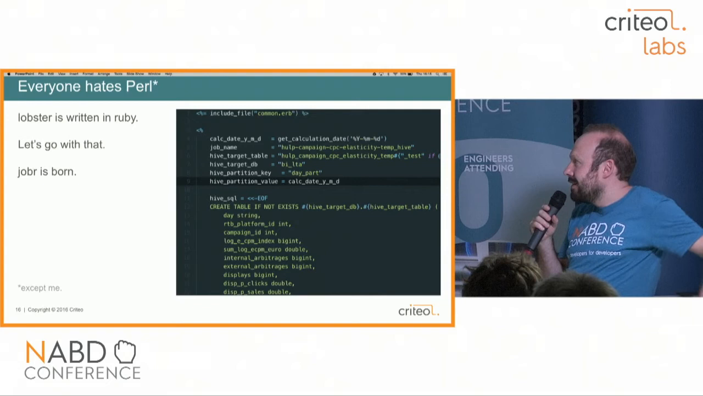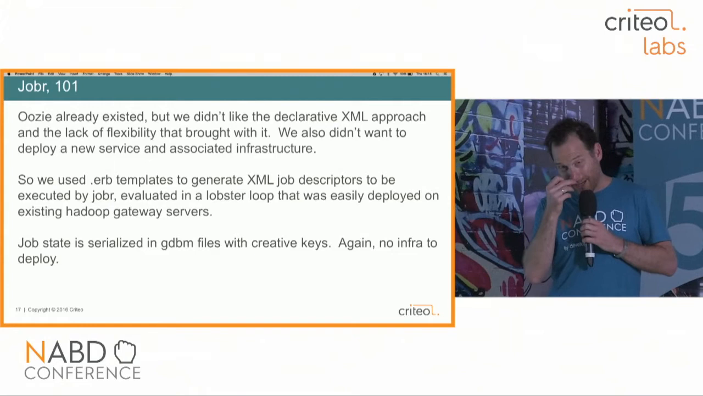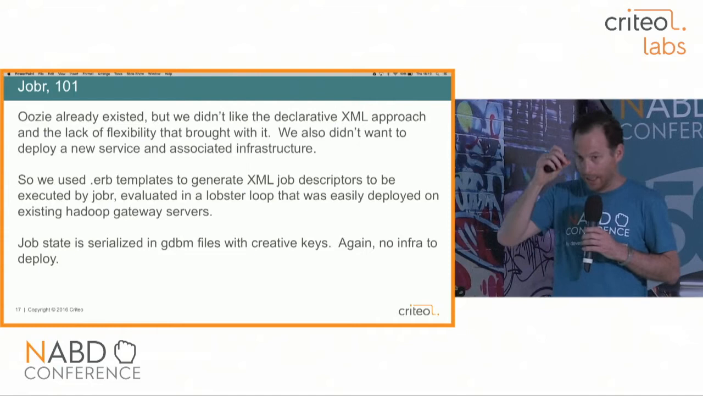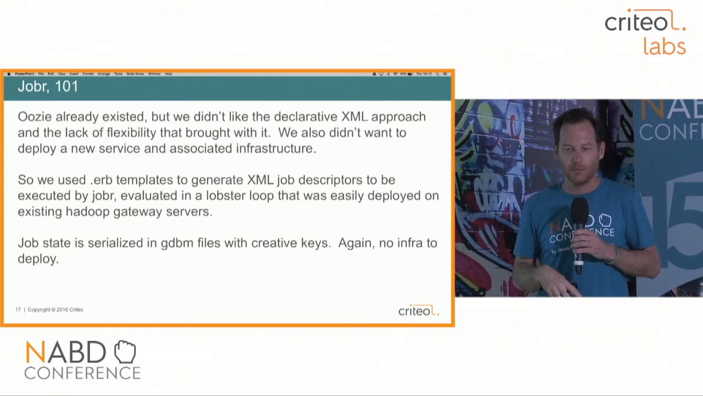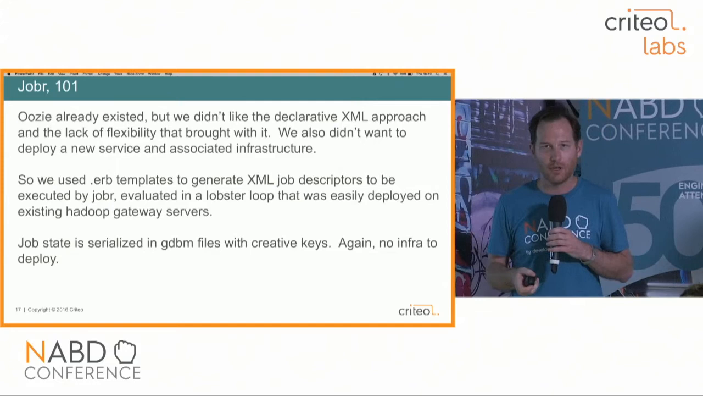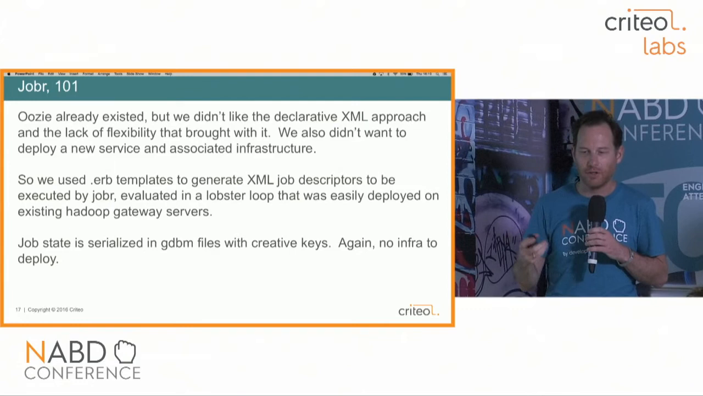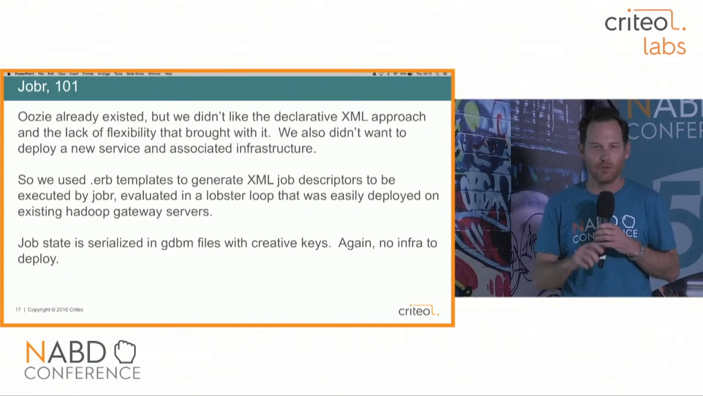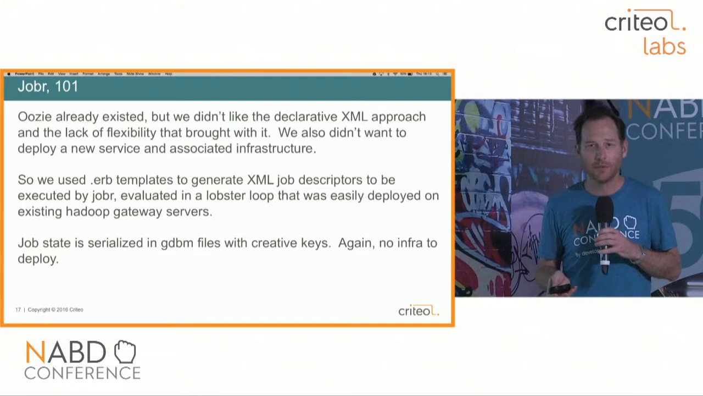Right, so that brings us to Jobber 101. At the time, Oozie did already exist. It seemed to be basically the only open source solution for job scheduling and orchestration. But we already had this Perl thing before we knew about Oozie, and we didn't really like the declarative XML approach that Oozie had. You're going to do stuff by reflection and whatever, so it's really kind of nasty. And then also, Oozie would have required us to deploy infrastructure, and at that time SRE would not deploy new infrastructure to deal with this problem. They said, you have Lobster, you have a deployment target, figure it out. So that's what we did with Jobber.